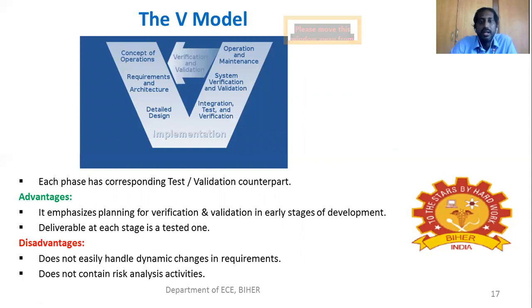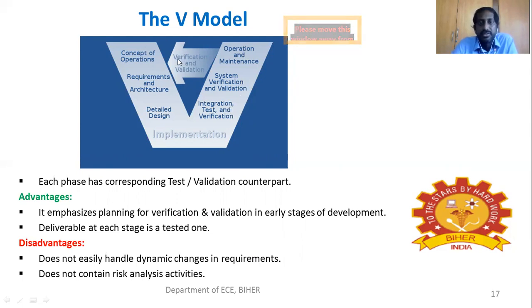This is the V model, verification and validation model. So it is in a V shape. We can see the concepts of operations, the requirements and the architecture, the elements involved with a detailed design, and then operation and maintenance, system verification, integration and test, and verification. These are all related.